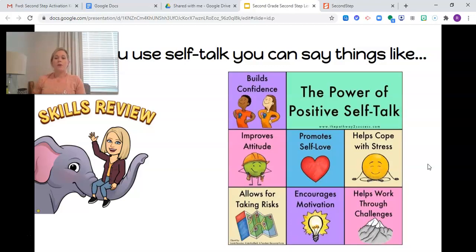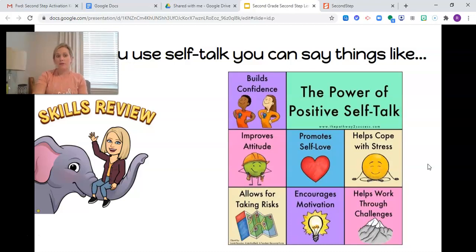The power of self-talk: it helps you to build confidence. It makes you feel good. It promotes self-love. It helps you cope with stress. It allows you to take risks, encourages and motivates you, and it helps you work through challenges. So giving yourself self-talk like, you can do this, you are good, you are worthy, you can do it, you are smart, you are talented, you're a hard worker, makes you feel good about yourself.